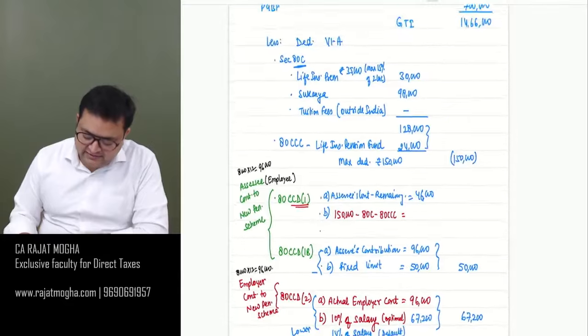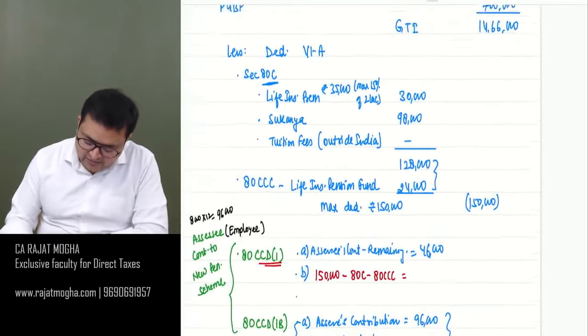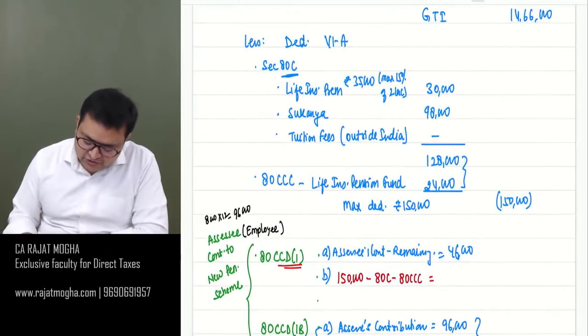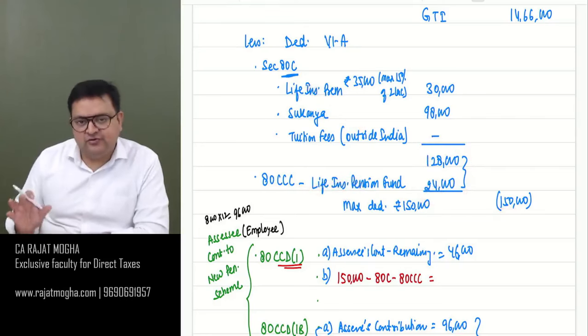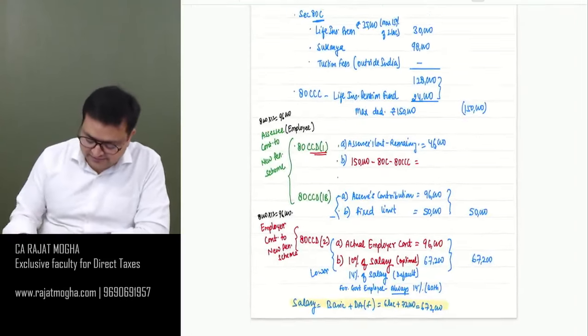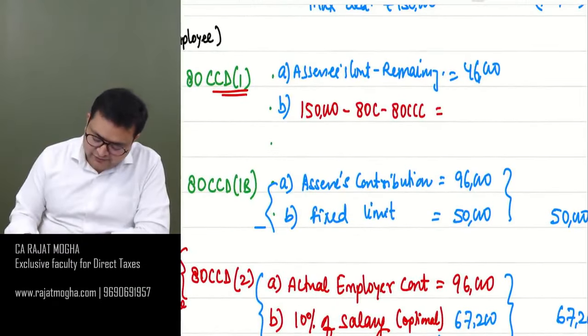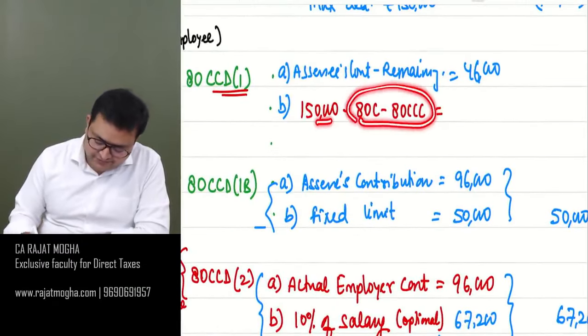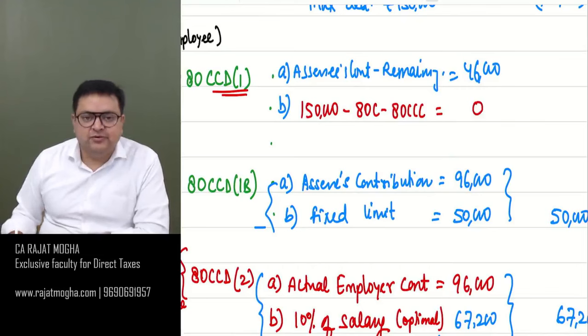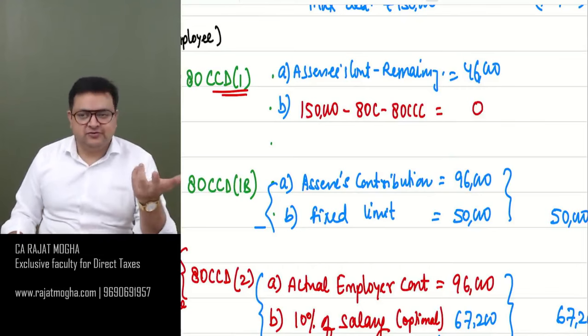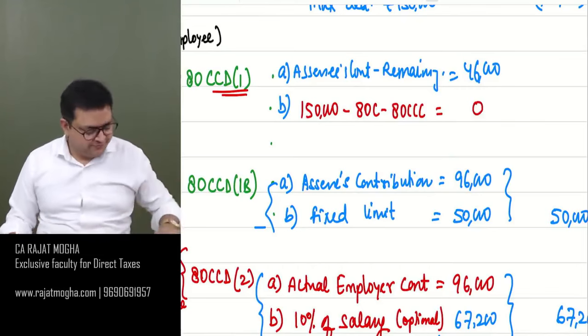And in 80C and 80CCC, how much deduction have we already taken in this question? 80C 128, 80CCC 24, and already 150 we have exhausted. So 150 minus these two in this question, because we have already exhausted, so I'm coming with zero. Why? Because 150 is already getting exhausted. So I believe that you understood this also.